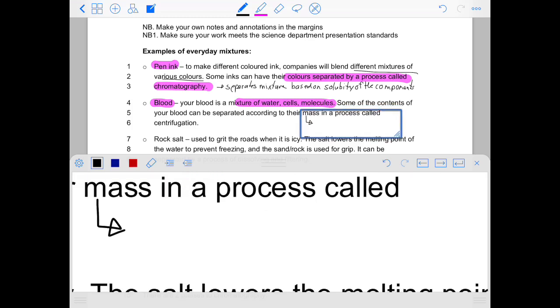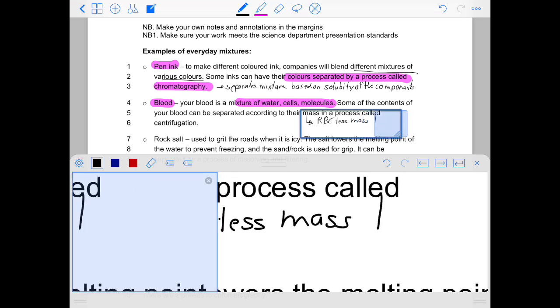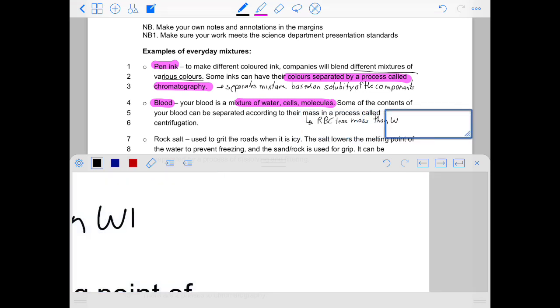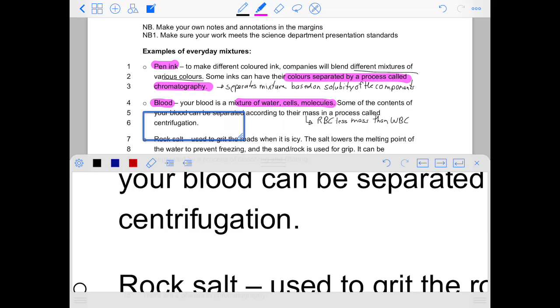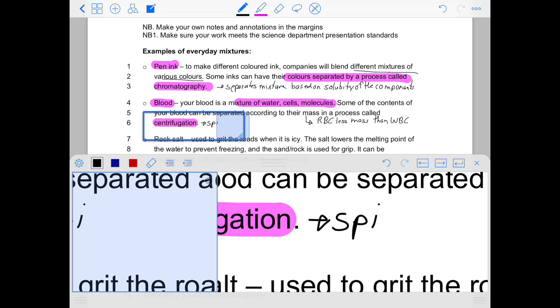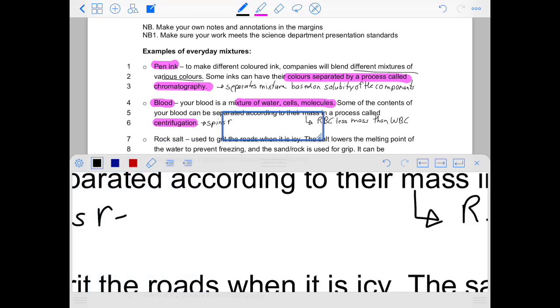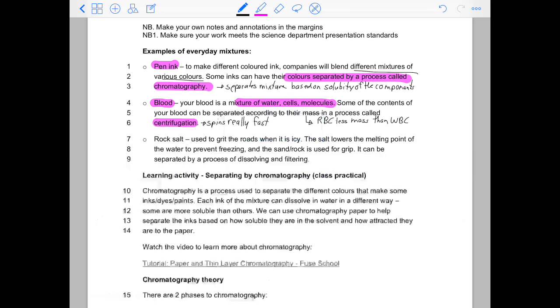So for example, a red blood cell has less mass than a white blood cell. So knowing that, they'll be in different layers once it's separated out by a process called centrifugation, which essentially means that it spins really, really fast. The same way that heavier people tend to fly more to the outside on a merry-go-round than others.